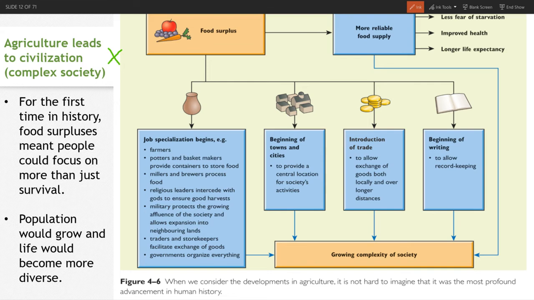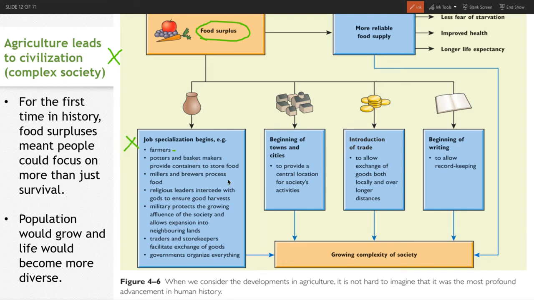Population would grow and life would become more diverse after the development of agriculture, right? And it's all because of that food surplus we mentioned here, right? If you have more food than you need, then maybe you don't need so many people producing food. Maybe you can have fewer farmers. Maybe some people who would otherwise farm could now work in something else. And that's where job specialization comes in. We actually get jobs developing.